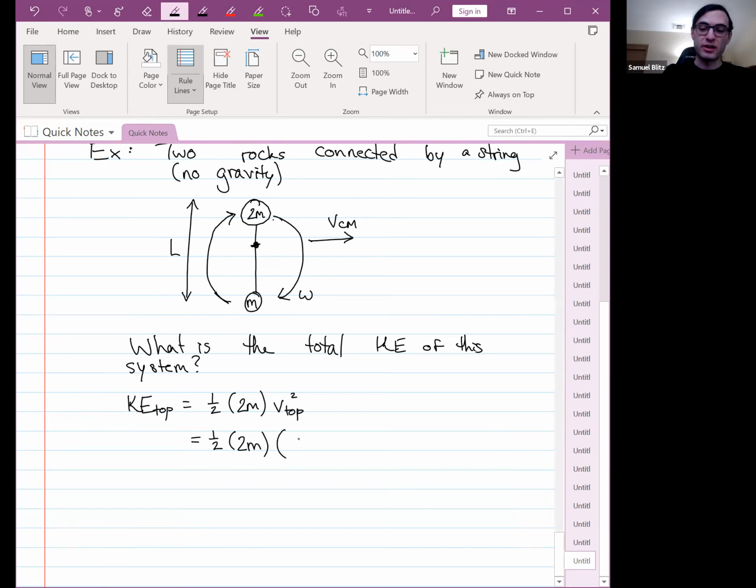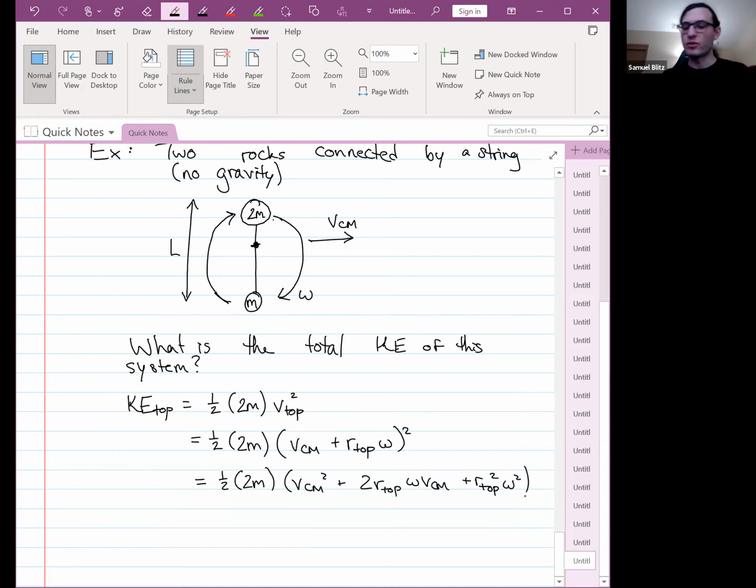So in this case, it's v CM, that's the center of mass speed component, plus r top times omega. r top times omega is the speed associated with the circular motion of the rock. And then this is all squared. So I'm going to expand this out a little bit: 1/2 times 2m times v CM squared plus 2 r top omega v CM plus r top squared omega squared, right? All I did was expand.